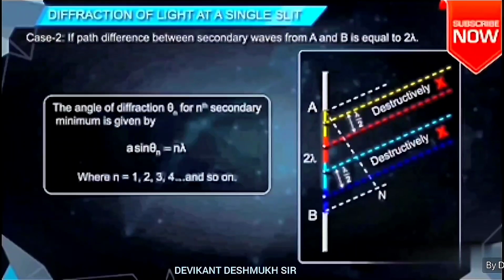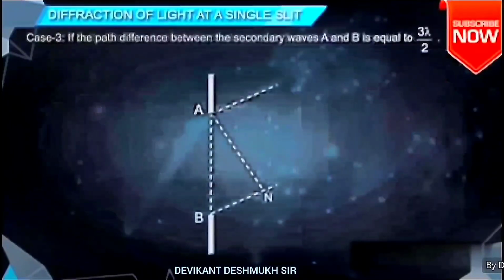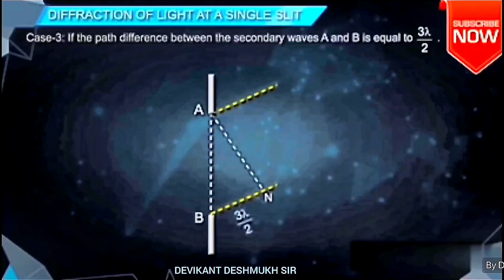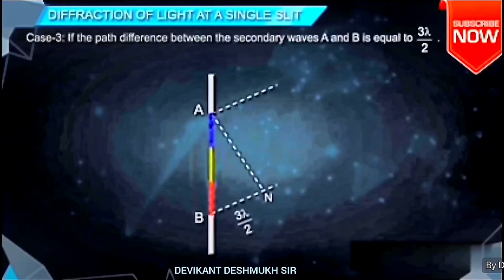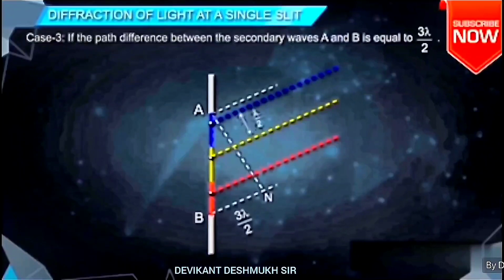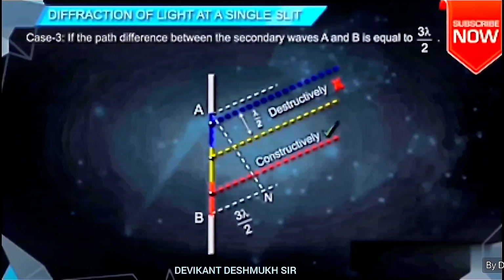Now let us discuss the condition for secondary maxima in case 3. If the path difference between light from A and B at P is 3 lambda by 2, then the wavefront is divided into 3 equal parts. The path difference between light from two successive parts of the slit at P is lambda by 2, therefore they interfere destructively. But light from the remaining third part of the slit interferes at P constructively to produce a small amount of intensity at P. Hence, point P is called the first secondary maxima.